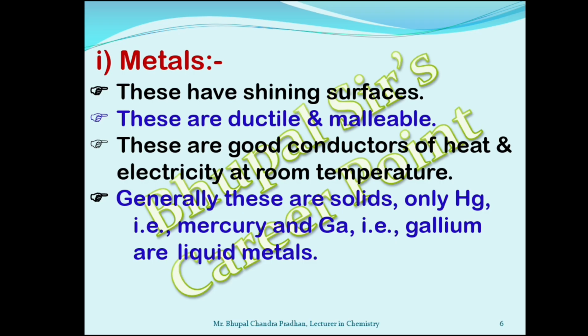What do you mean by ductile? It means this can be drawn into wire. What do you mean by malleability? It means metals can be beaten into sheets. So in two sentences this can be written. These are ductile, that is, can be drawn into wire. These are malleable, that is, can be beaten into sheets. These are good conductors of heat and electricity at room temperature.